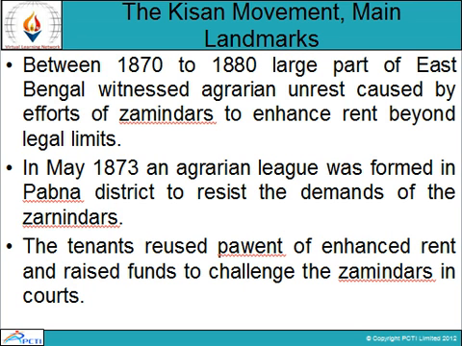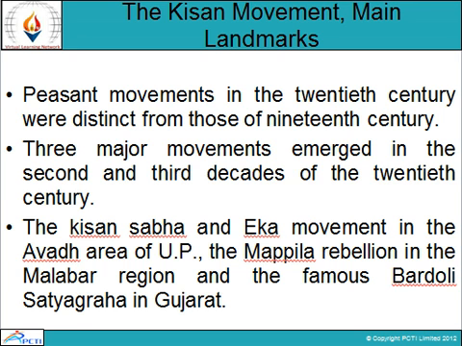Between 1870 and 1880, large parts of East Bengal witnessed agrarian unrest caused by the efforts of Zamindars to enhance rent beyond legal limits. In May 1873, an agrarian league was formed in Pabna district to resist the demands of the Zamindars. The tenants refused to pay enhanced rent and raised funds to challenge the Zamindars in court.